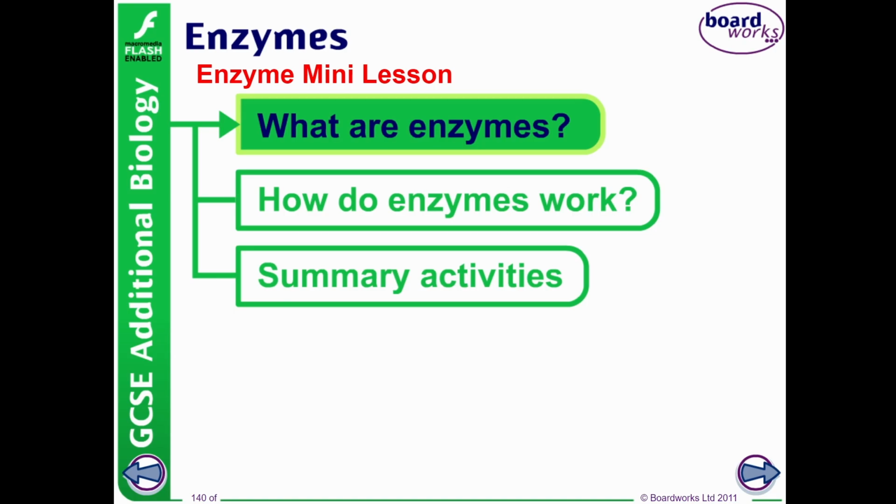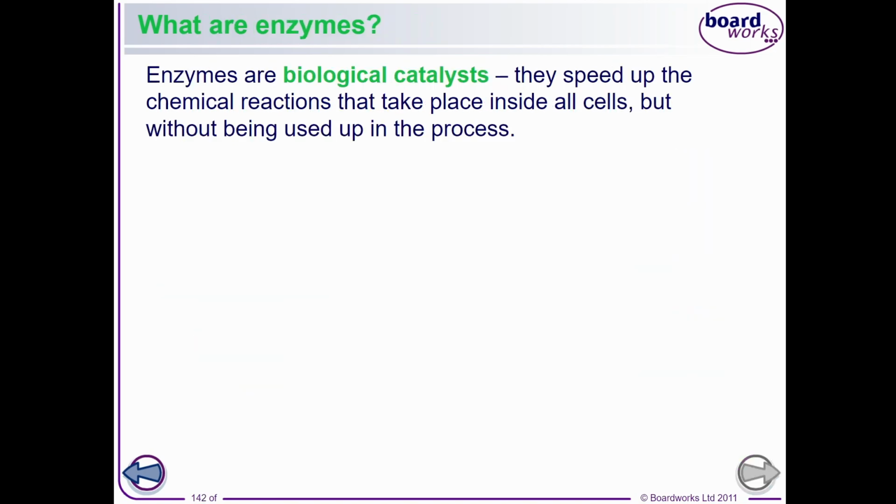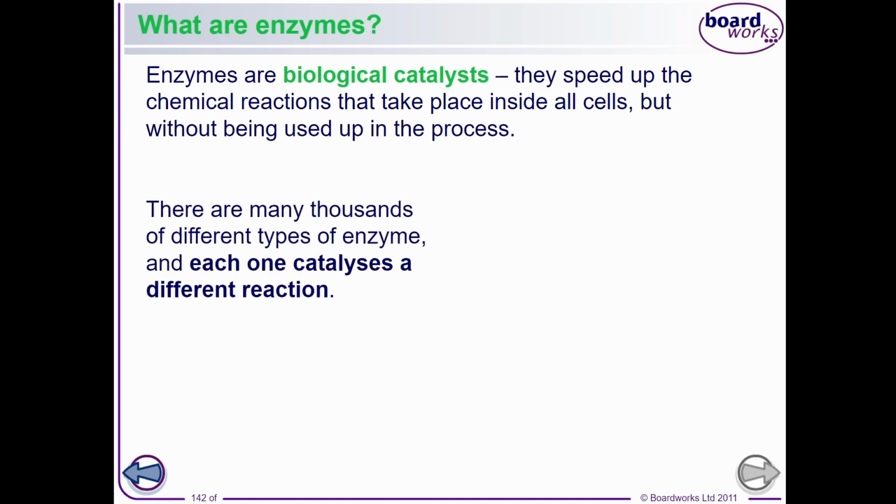So let's look at enzymes even closer. We'll do a quick mini lesson. Most of the chemical reactions within living systems are controlled by specialized proteins called enzymes. So don't forget that enzymes are a type of protein. Biological catalysts are common keywords when we're talking about enzymes because they speed up chemical reactions, and they're not used up in the process.